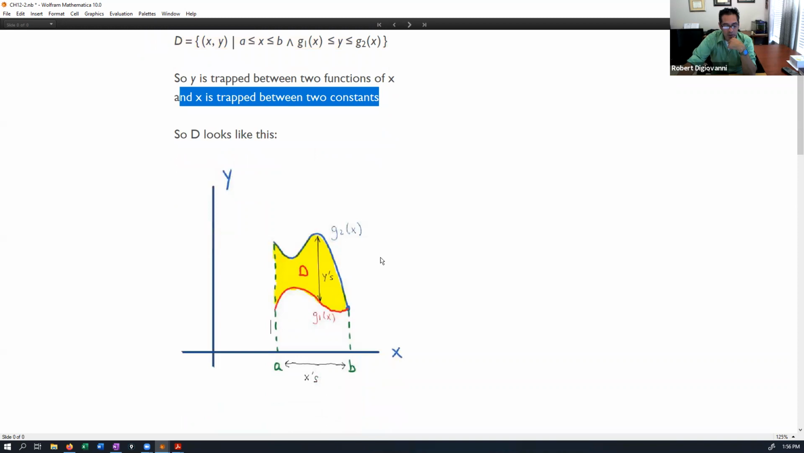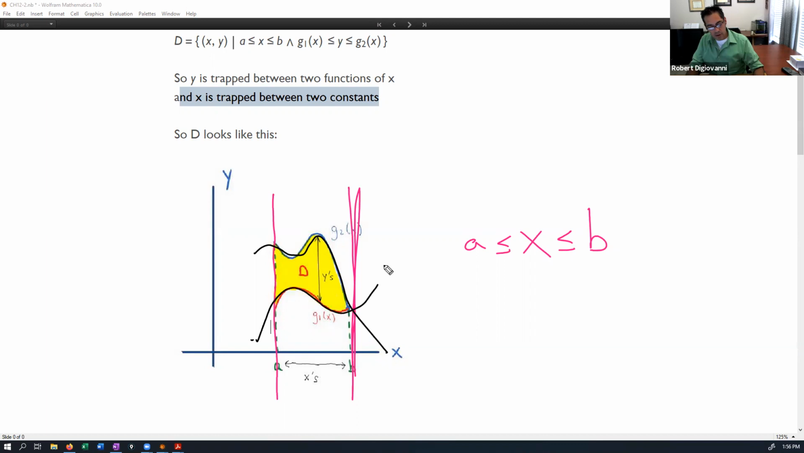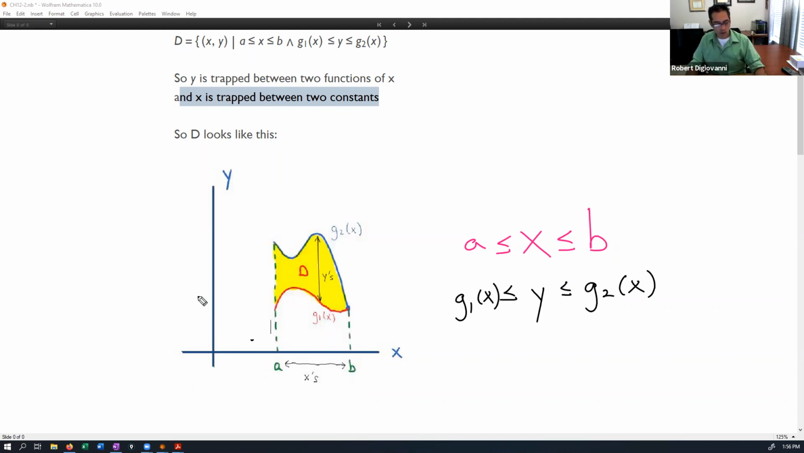Here's an example of a type 1 region. Notice that in this yellow region, your x's are always trapped between a and b, but your y values are stuck between that curve and that curve. So we have that y is smaller than some g function, g2 of x, and always bigger than some g1 of x. Do y'all see that? So the y's are stuck between two functions of x. The x's are stuck between two constants. That's a type 1.